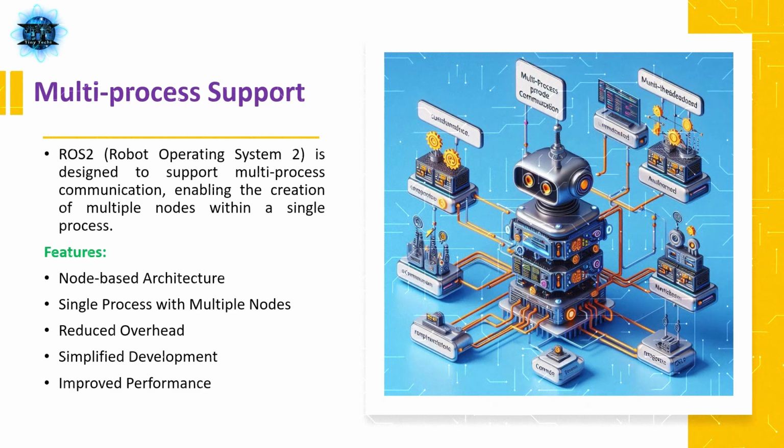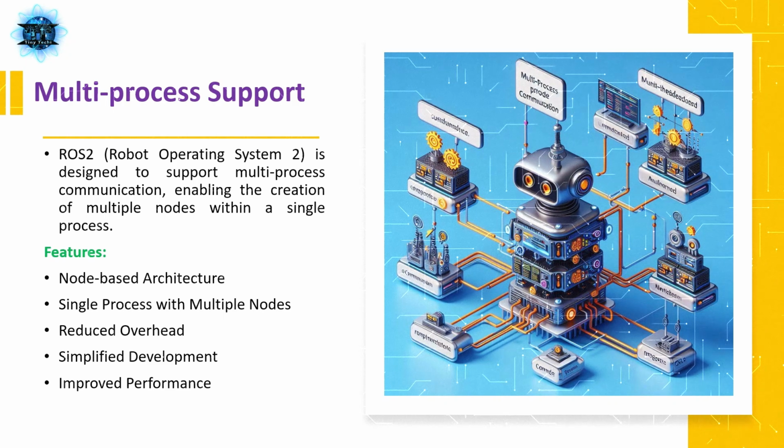Traditionally, each node runs separately. In the normal setup, each node runs as its own program or process. This is like having different apps running independently on your computer. And what ROS2's multi-process support changes is that now ROS2 allows multiple nodes to run together within a single program or process. It's like having several apps open within a single window on your computer.